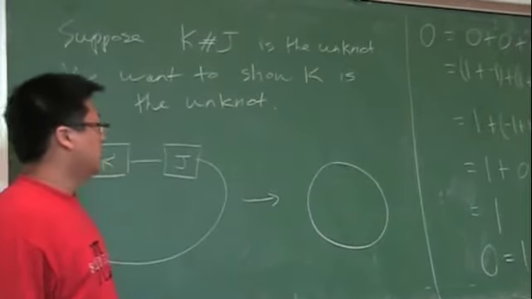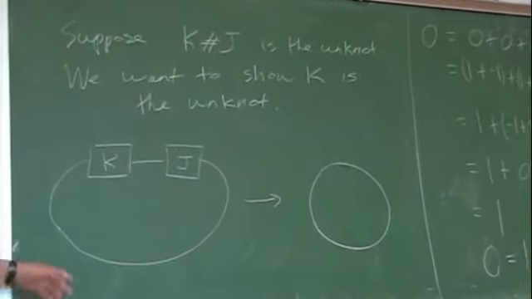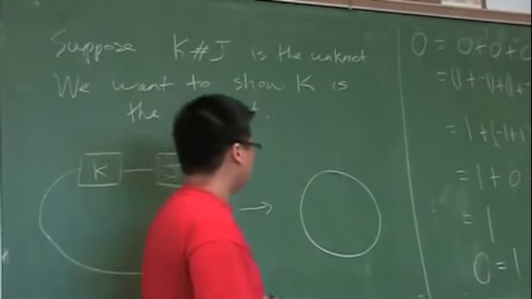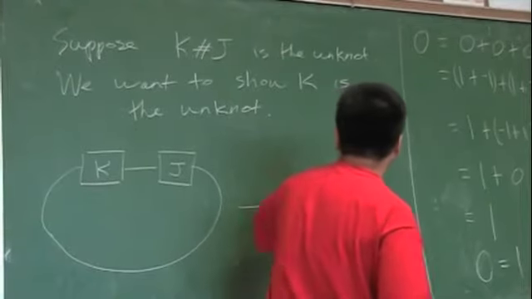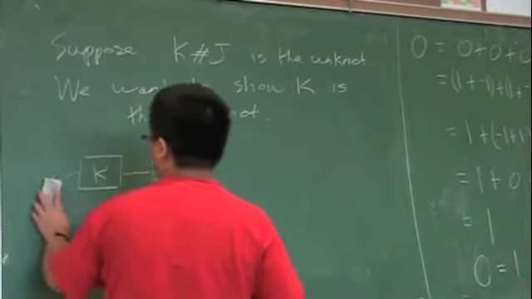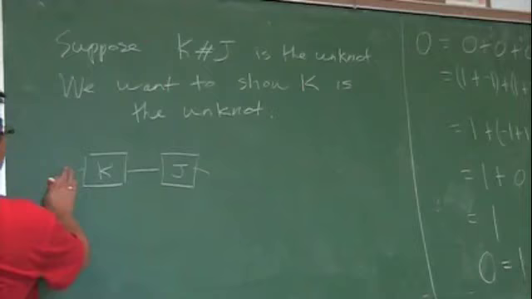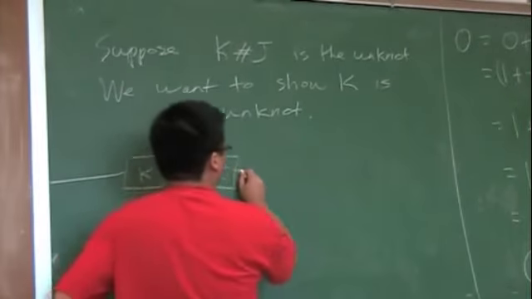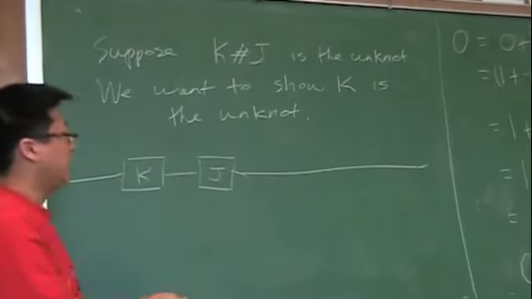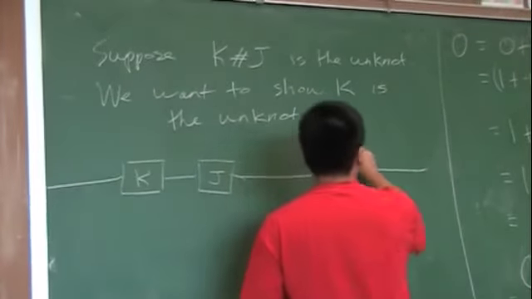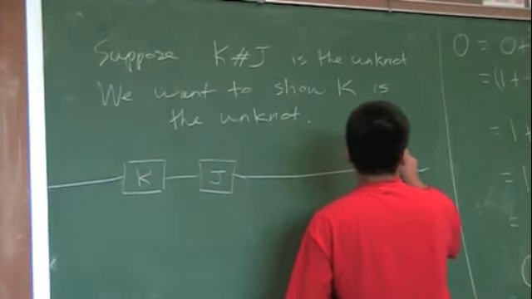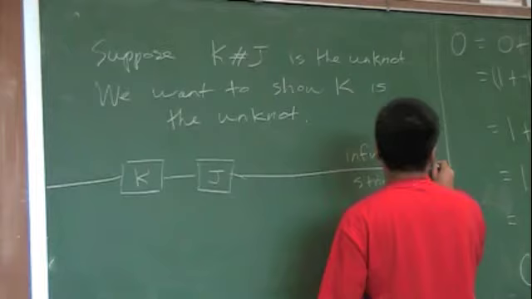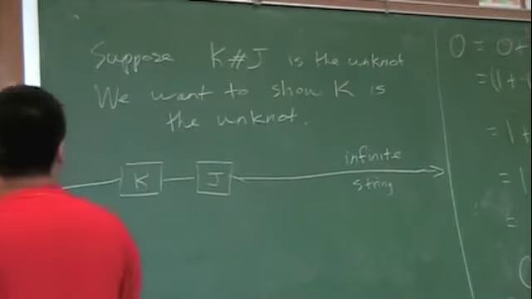That's what it means for the connected sum to be the unknot. So we know this, but instead of thinking of a loop, I'm going to consider an infinite string. Instead of this, let's consider the picture where it's like an infinite string going like this. This just goes off to infinity, and this goes off to infinity the other way. So it's infinite.